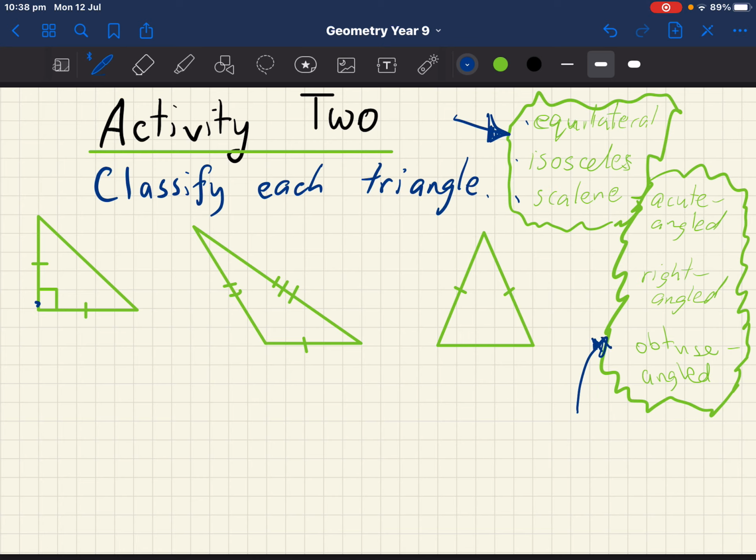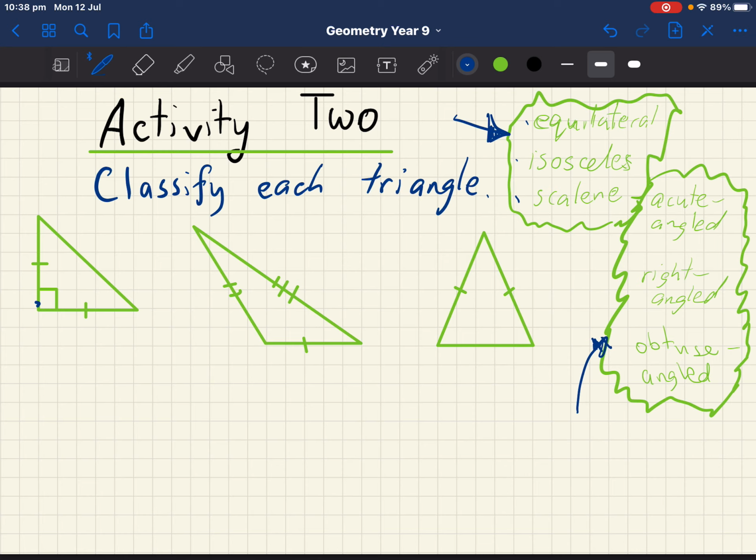So what I'm going to get you to do is, again, pause the video, and for each one of these three triangles, write down the two classifications, the one from each cloud that belongs to each. Once you've done that, unpause the video and just make sure that you've got the correct answers, and this will actually complete our first lesson in geometry.